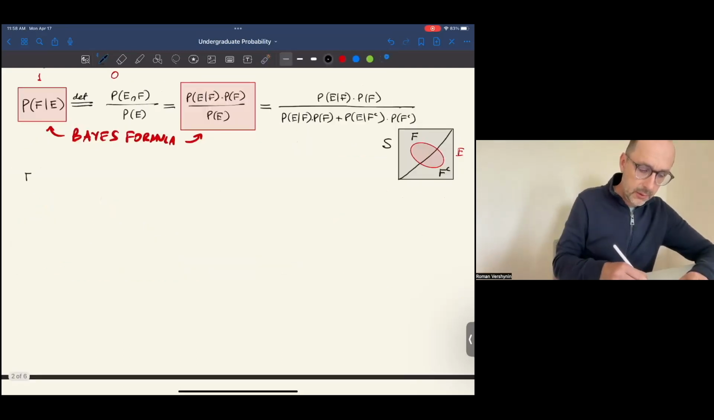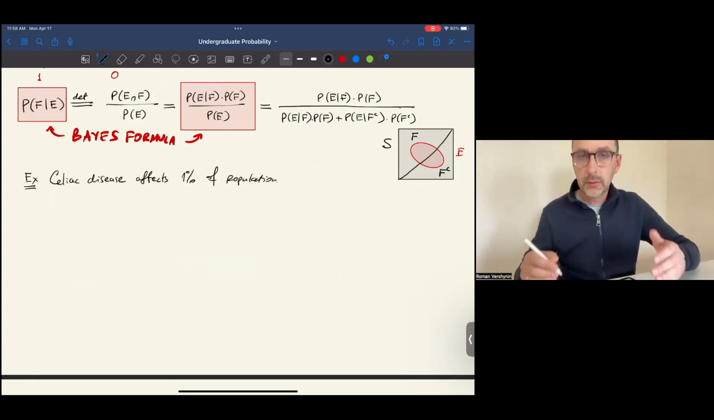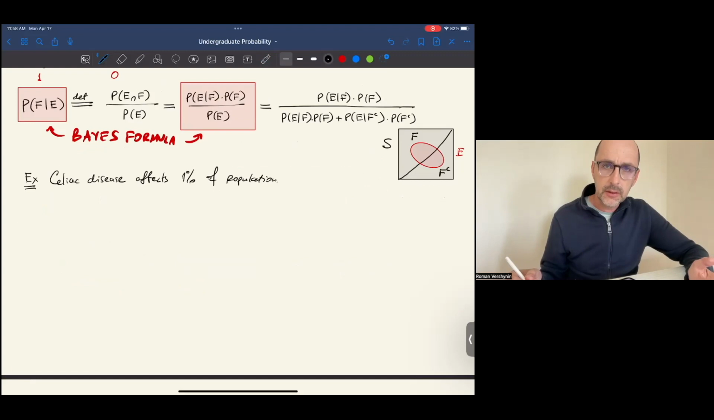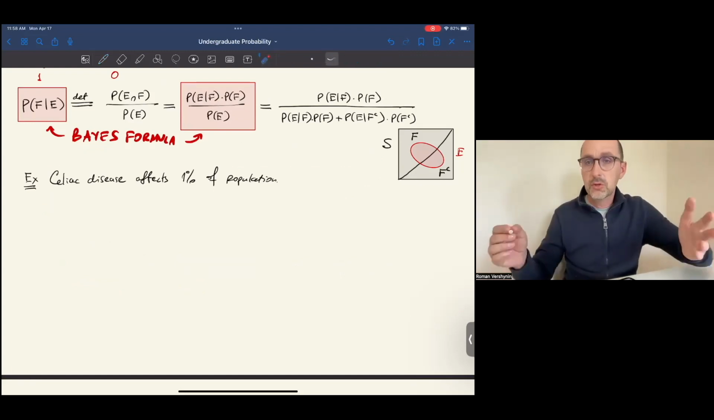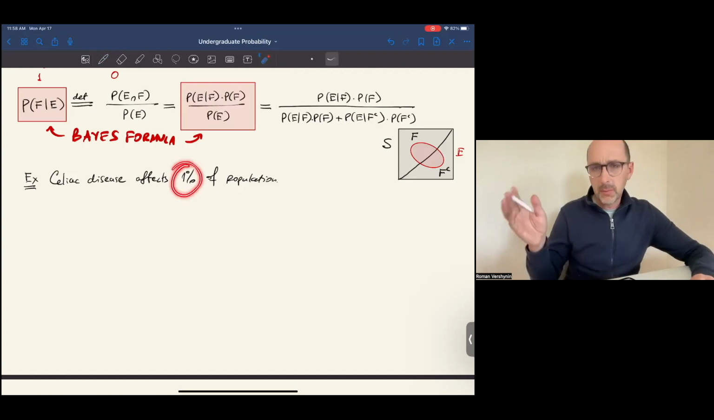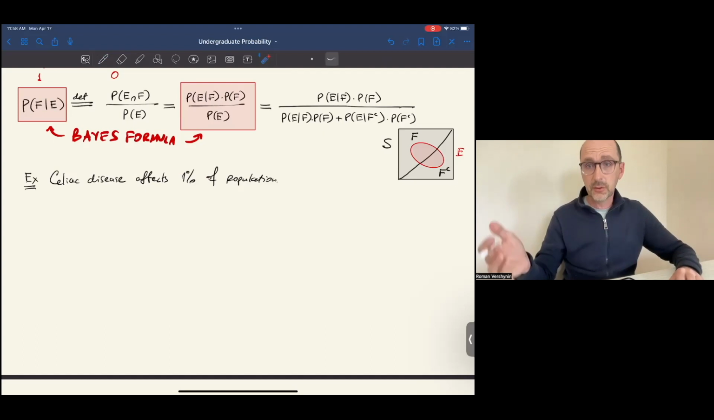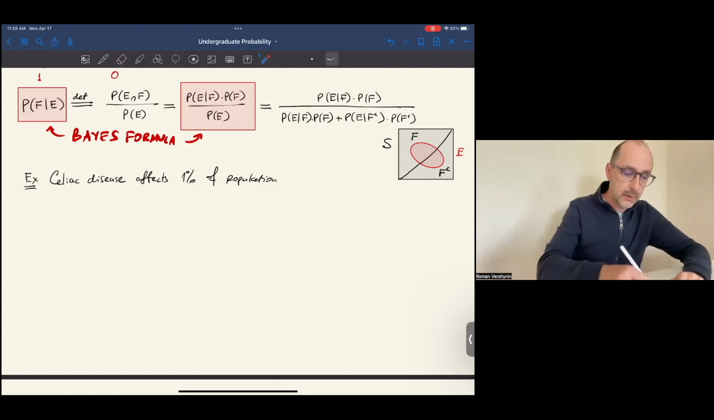Our first example is about celiac disease. It affects 1% of the population. Suppose you are a doctor and a patient comes and asks, what is the probability that I have celiac? And you're too busy to do any tests. So you just respond, the probability that you have celiac is 1%. And you're generally right, unless you know something specific about that person.